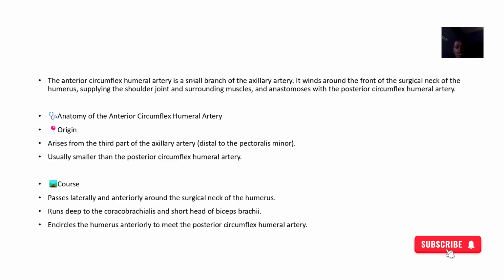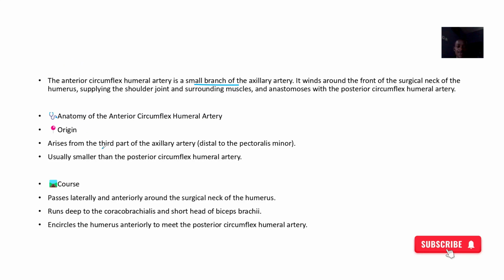Okay, so anterior circumflex humeral artery, I have the picture here, very beautiful picture for you guys. So you should know that it's a small branch of the axillary artery, and it winds around the surgical neck of the humerus. So it supplies around the shoulder joint, and of course the muscles that are found there will be supplied too. So anatomy of this anterior circumflex humeral artery is like this.